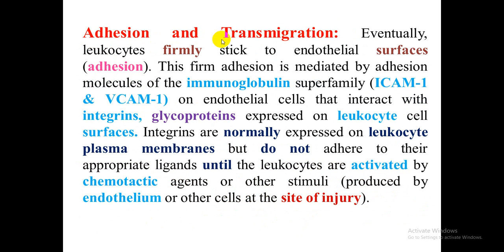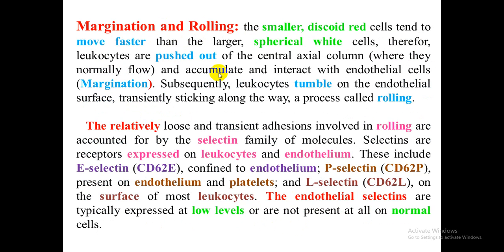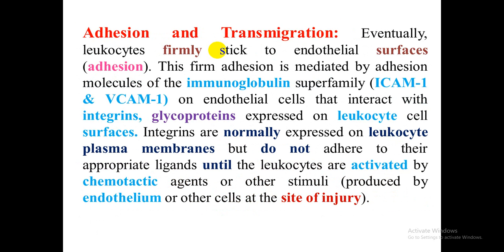Adhesion and transmigration. عندنا الأولى margination and rolling, and then adhesion and transmigration. Eventually, the leukocyte can firmly stick to endothelial surface. الفيرست ستيج كان loose stick، يعني الاديجن between endothelial cells and leukocyte يكون loose or weak حتى يساعد الليوكوسايت to roll on the endothelial surface.